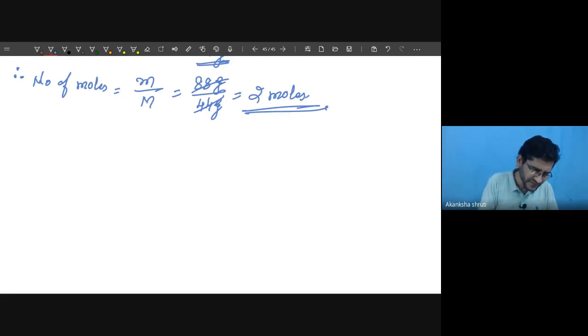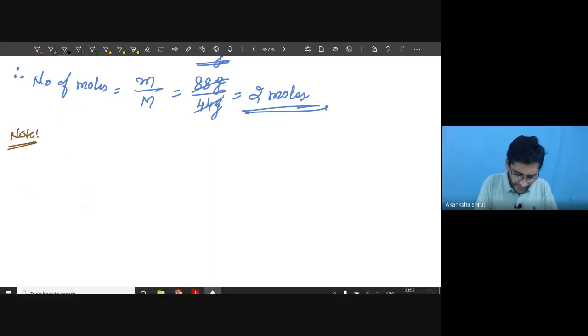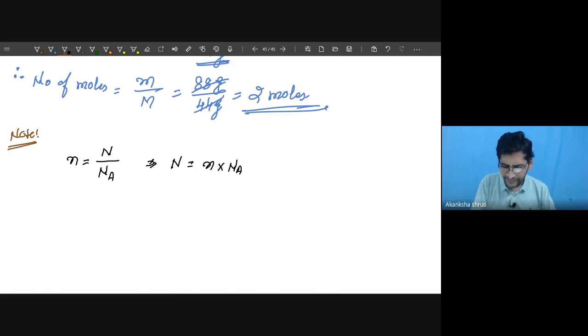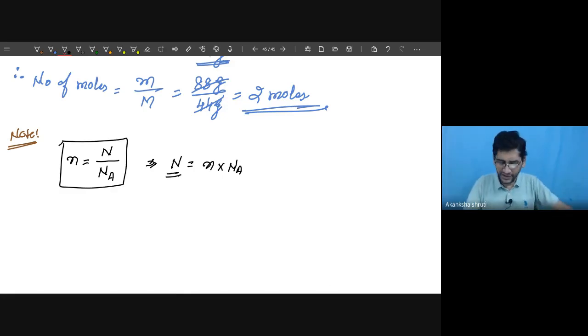Student, here please note that this number of moles can be calculated by knowing the given number of particles, or number of atoms or number of molecules, divided by Avogadro number. It is one formula. So it means if we want to calculate the number of particles and we know the number of moles, multiplying the number of moles by Avogadro number, you can get the number of particles. That is just a rearrangement of this. Sometimes it is also remembered this way.